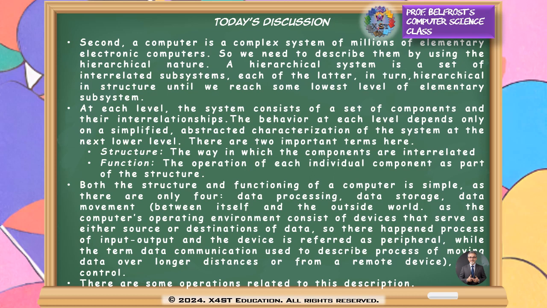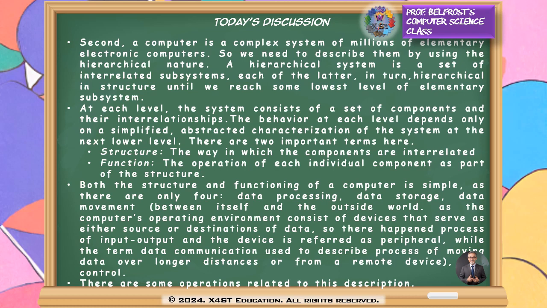Okay, so the second set of terms that I want to discuss is about the hierarchical system of a computer. A computer is a complex system of millions of elementary electronic components, not computers. So we need to describe them by using the hierarchical nature.